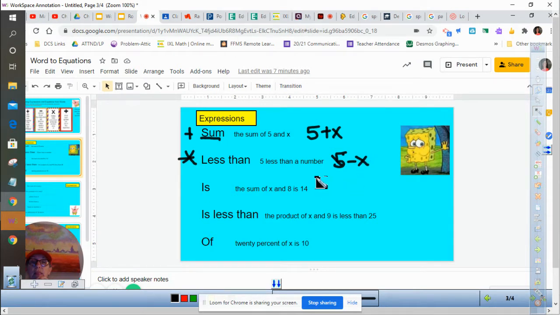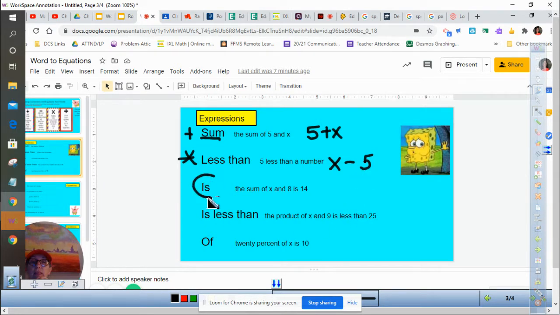Now I want you to think about it this way. If I said 5 less than your age, would you say 5 minus 14? No, of course not. You would say 14 minus 5. So we don't say 5 minus x. We say that number that we start with, and we want 5 less than it, so we have to take 5 away from it. So that's the expression that you would write for 5 less than a number.